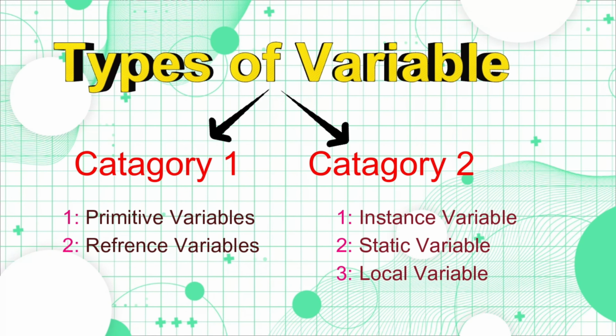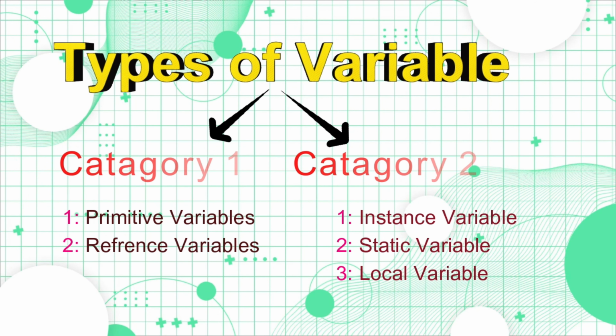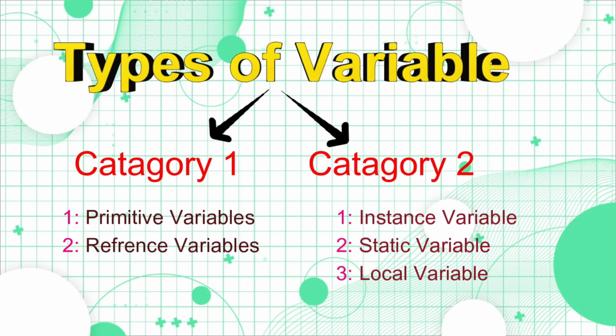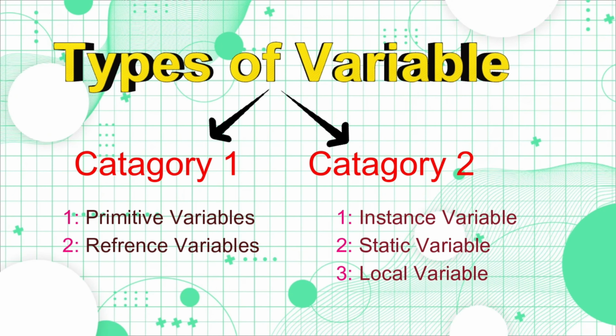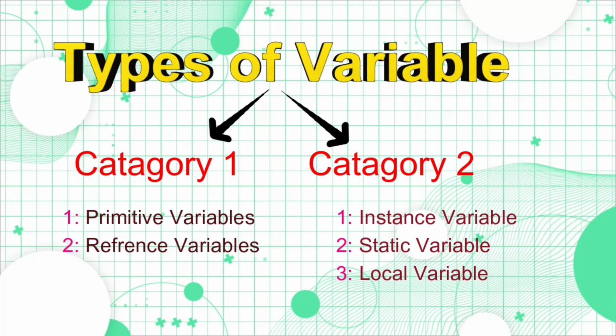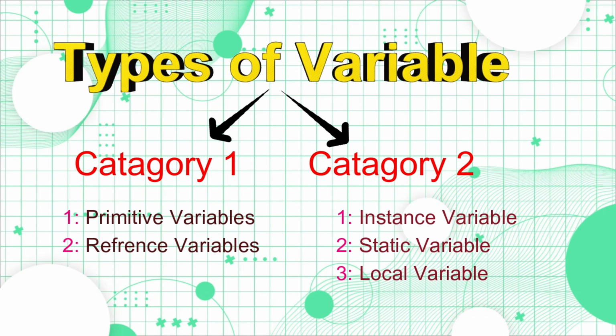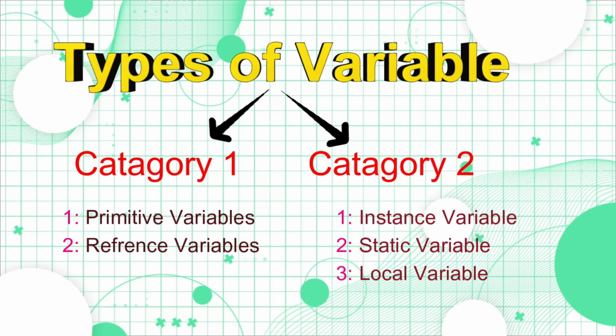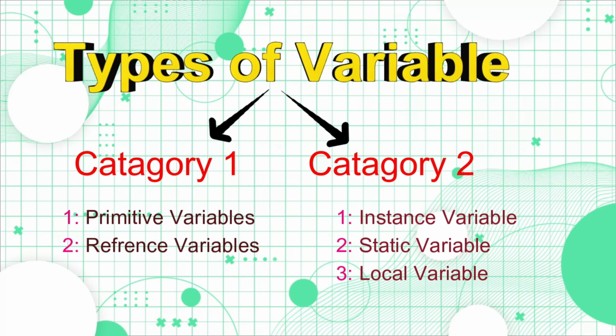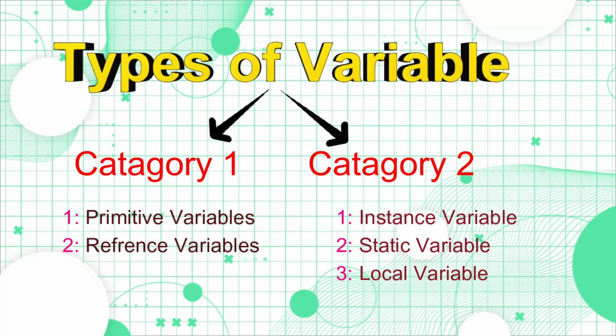Category 2. In this category, three types of variables are categorized. First is the instance variable, second is the static variable, and third is the local variable. So we will discuss in detail all these five types of variables. Let's talk about category 1.